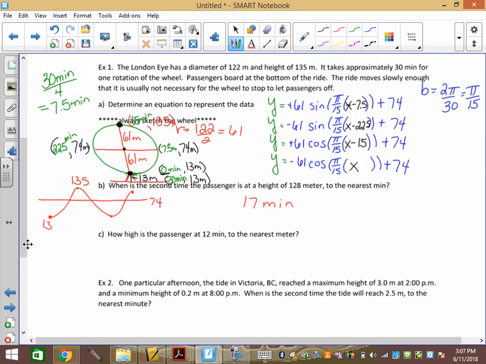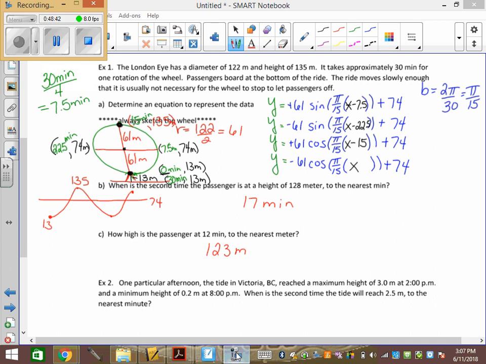How high is the passenger at 12 minutes? What did they give me? The x. So second trace value, x equals 12. 123 meters. Okay? Example 2 we'll leave for now. So that's graphing.